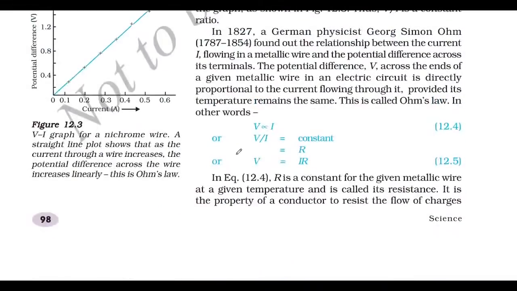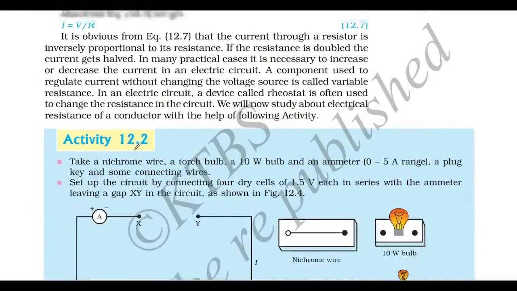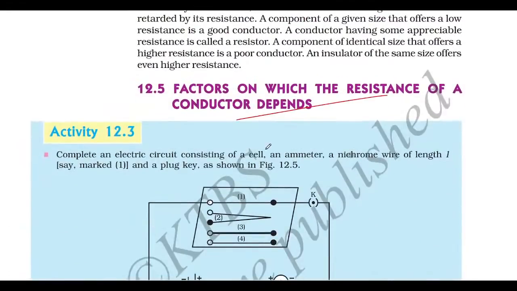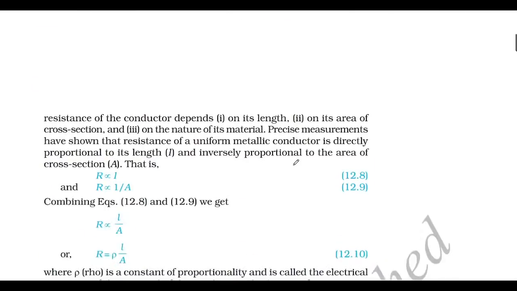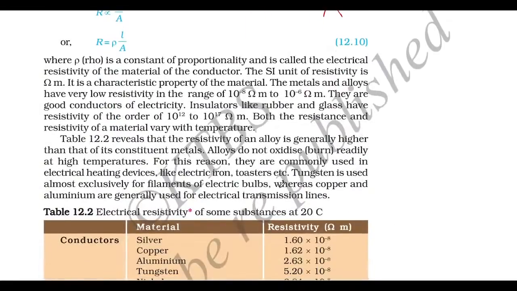Ohm's law for 2 marks, and the factors on which the resistance of a conductor depends is also an important 2 mark question. R equals rho L by A. It depends on the length of the conductor, area of cross section, and also its temperature. You should know about the concept of resistivity, the SI unit of resistivity, ohm meter.